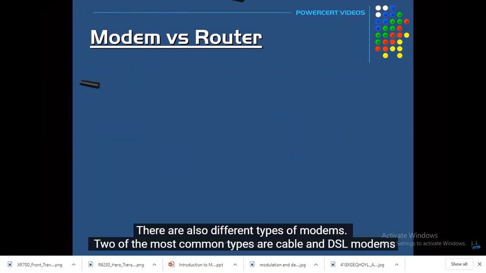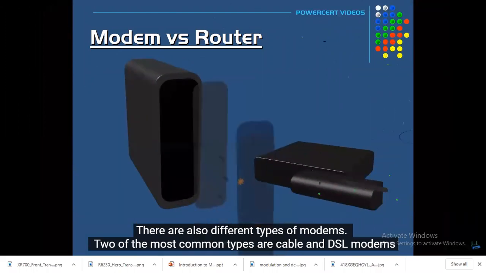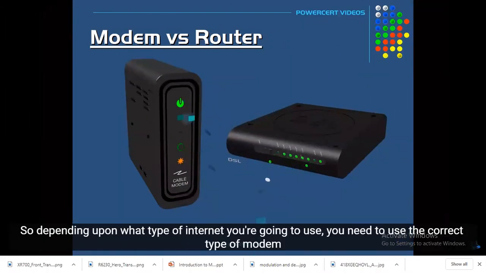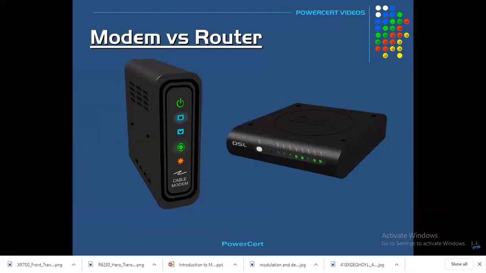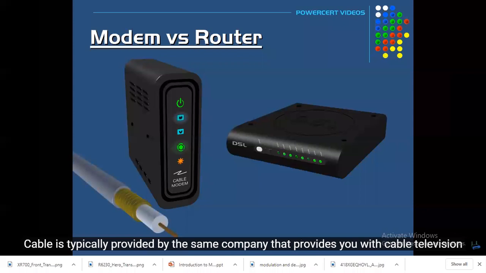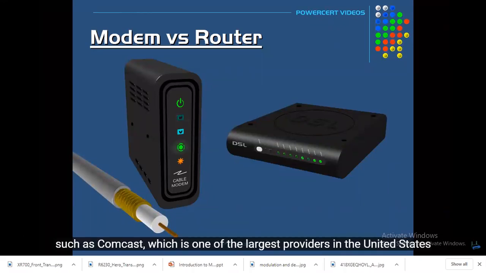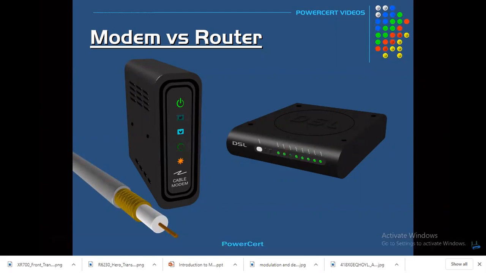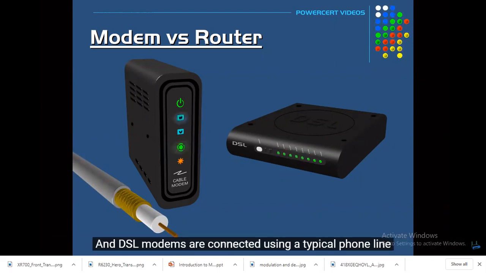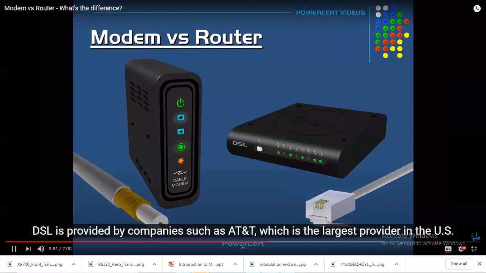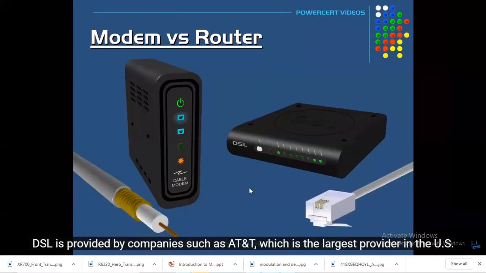There are also different types of modems. Two of the most common types are cable and DSL modems. So depending upon what type of internet you're going to use, you need to use the correct type of modem. Cable modems are connected to your home using a coaxial cable. Cable is typically provided by the same company that provides you with cable television, such as Comcast, which is one of the largest providers in the United States. And DSL modems are connected using a typical phone line. DSL is provided by companies such as AT&T, which is the largest provider in the US.